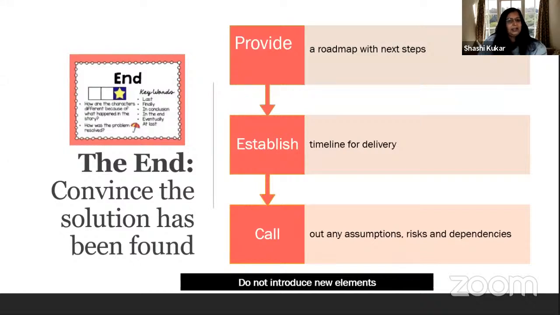And most importantly, in the end, don't introduce new elements. You are closing it. Don't put new questions into their head where they start thinking, oh, that wasn't there in the solution. That would be murder, or maybe suicide, for yourself. So don't do that. Before I move on, Abhijit, any reactions, any questions?